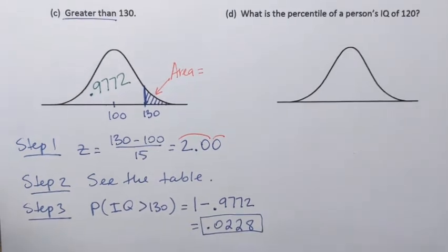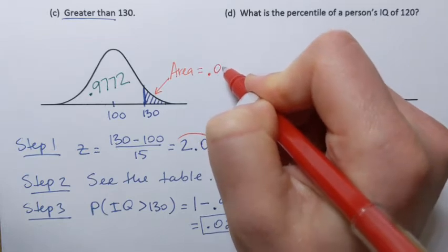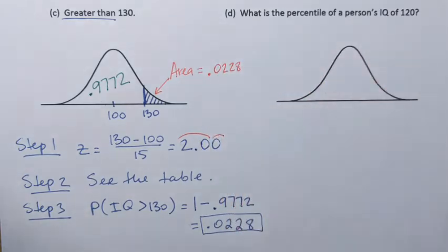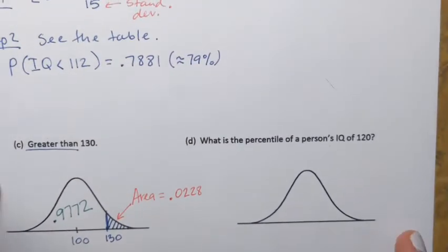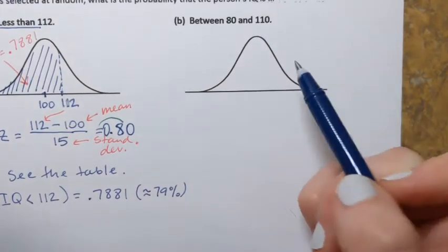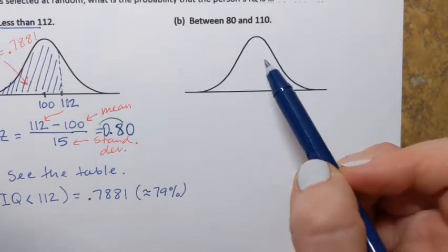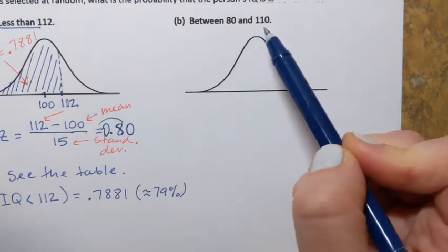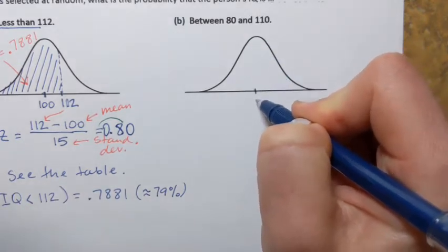And that was the area to the right of the given value right here. Now let's go back to question B and see how we find the area for question B. Here we want to find the probability that the randomly selected person's IQ is between 80 points and 110 points. So on the picture it's going to look like this.